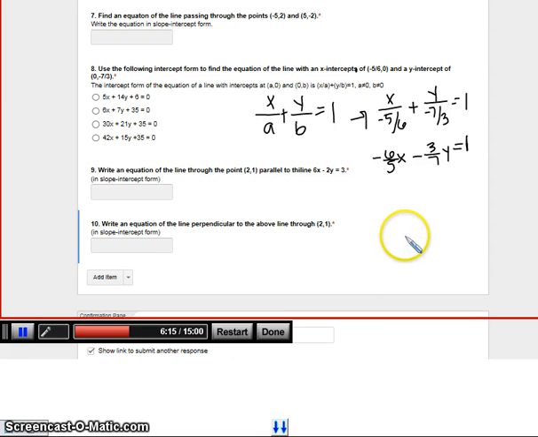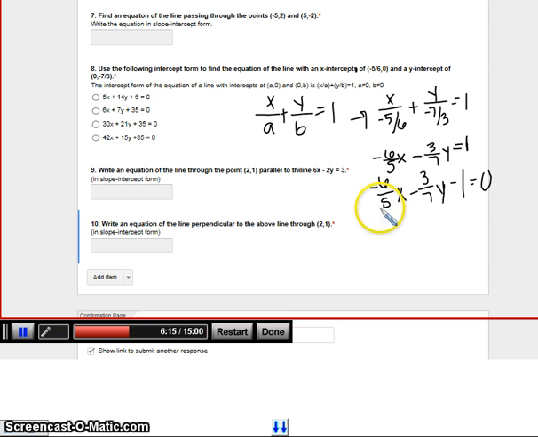I was just checking if I had specified what sort of form I wanted it in. I do want it in standard form, so I'm going to bring everything over here. So bringing my 1 over, minus 1 equals 0. And I know I want it in standard form because that's the way all these options are set up, in standard form.